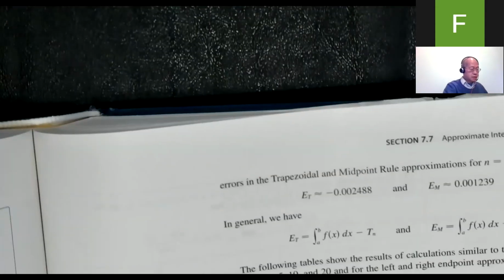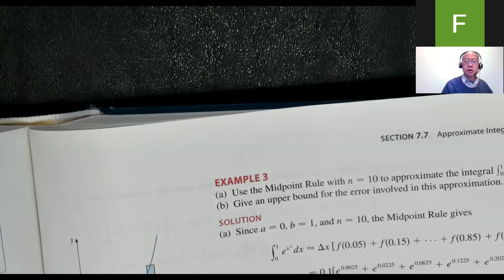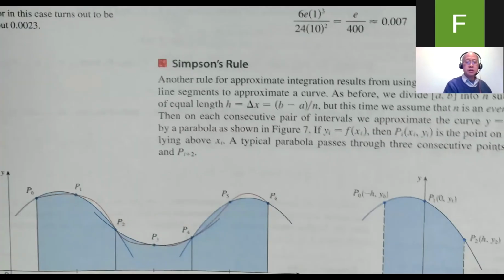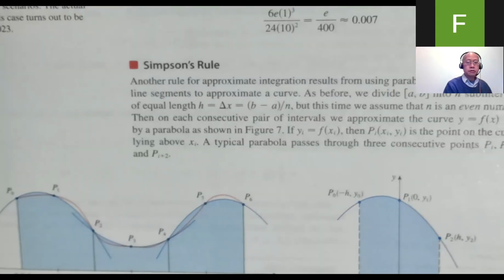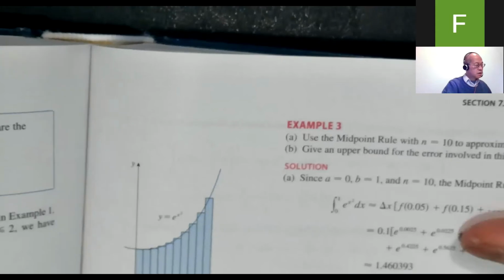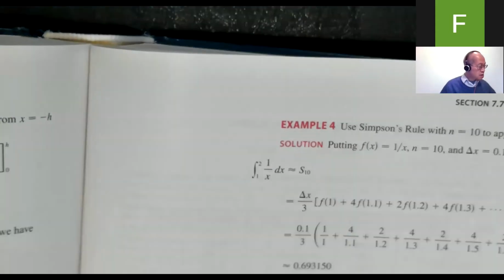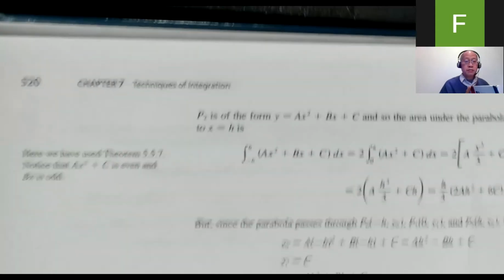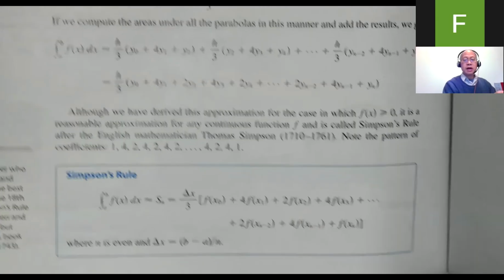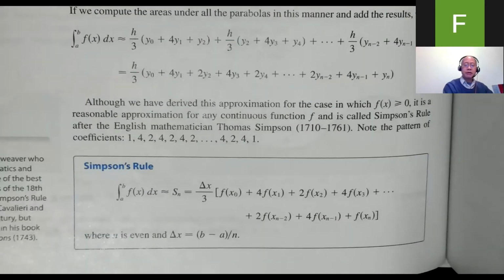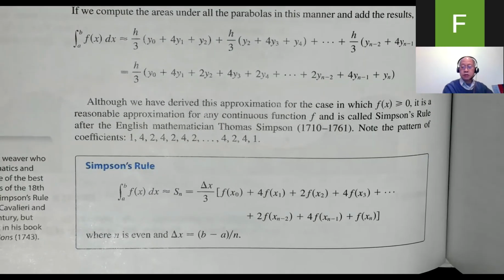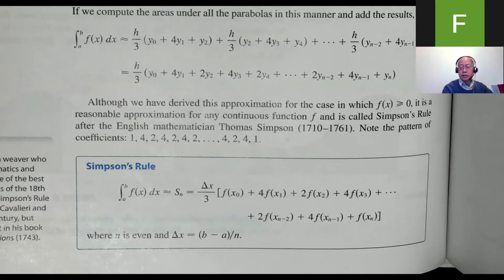And the third method is called Simpson's rule on page 519. Page 520 has the rule. Again, it's correct, but I think it's better if you use my version, which I will show you presently.